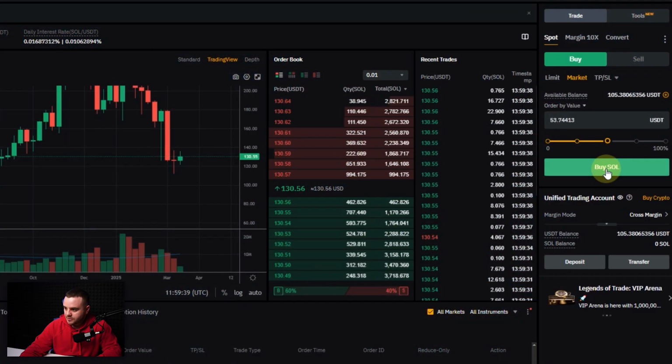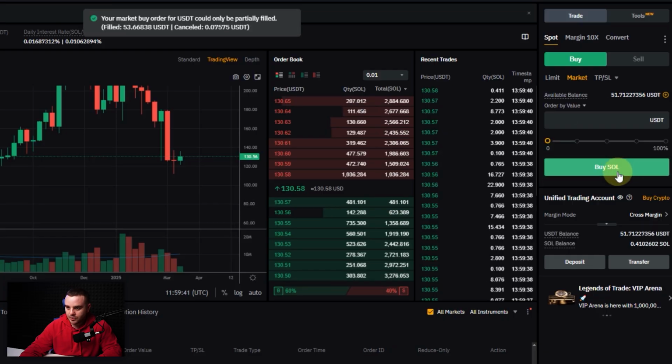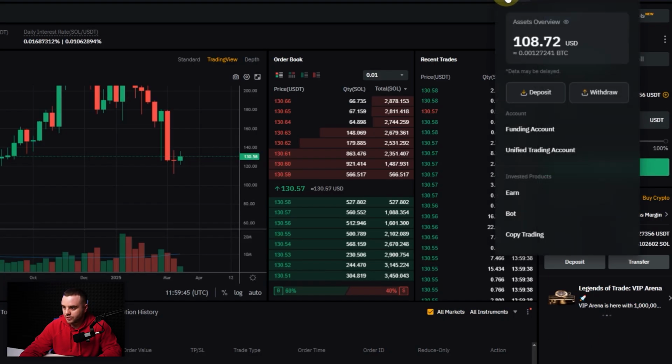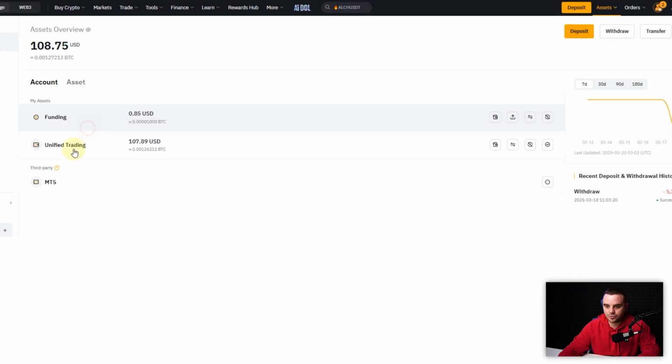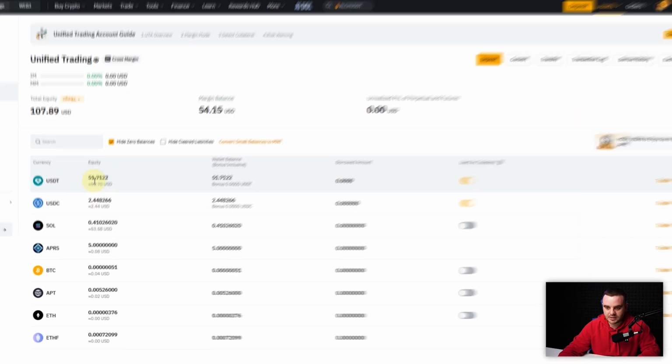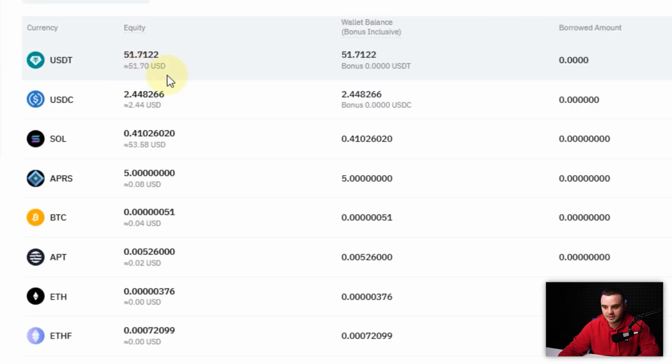Let's buy Solana with our 50 USD. And after that, what we do, we go to assets and we go to unified trading account, you can see that here we bought amounts of Solana that we mentioned. You can see 0.41, 53, 58.